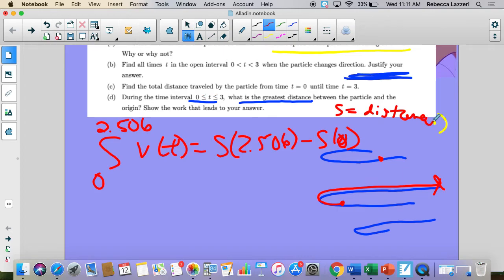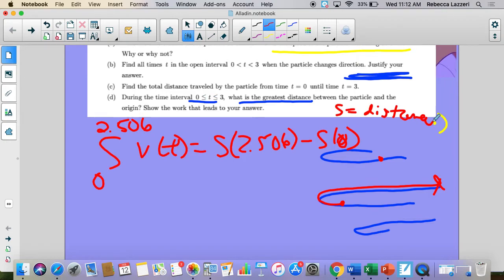Why did I just go to 2.506? I know that's where the particle turned, didn't it? So here, let's say here I am, and that's the origin right there, that white block. If I go left, and then I go right, do you see I'm still wondering how far away I am from the origin? So I want to know, where am I at 2.506 before I turn? Do you see my reasoning behind that?